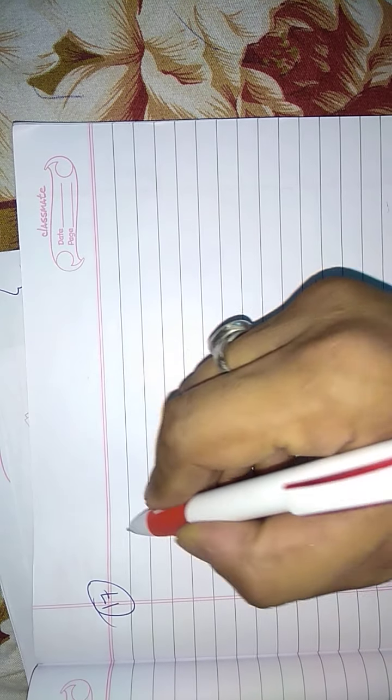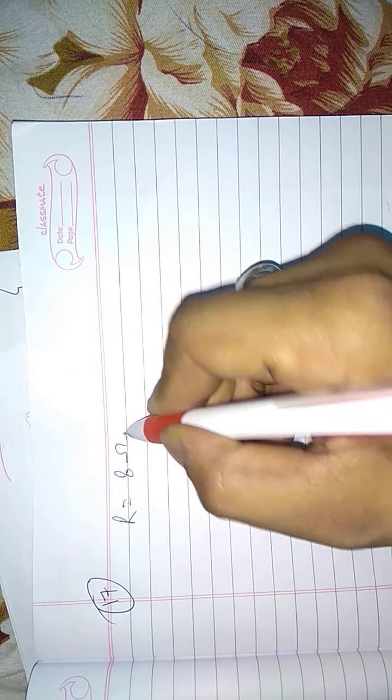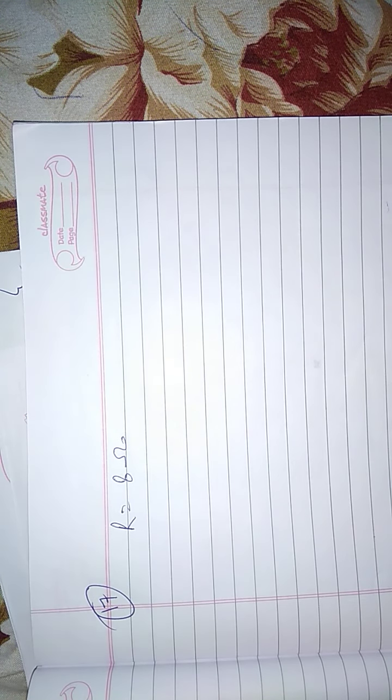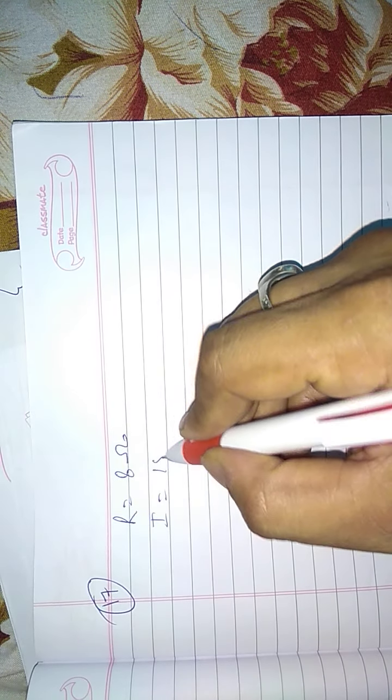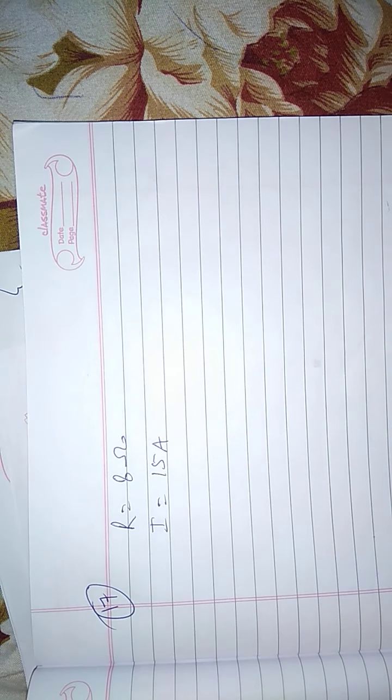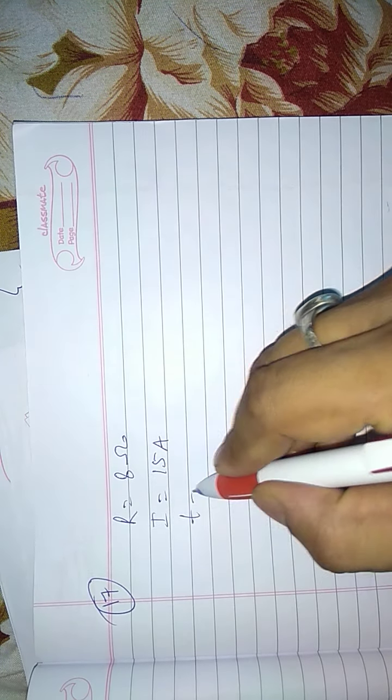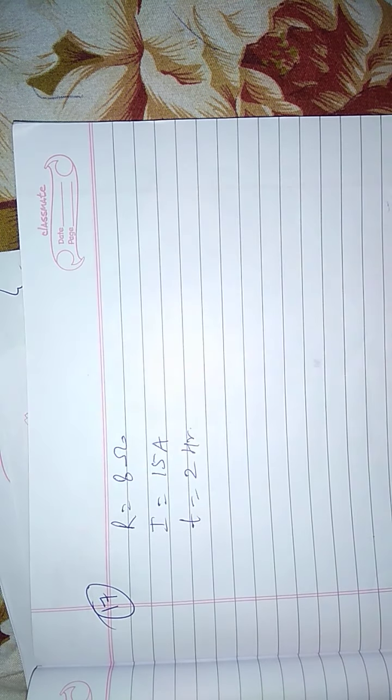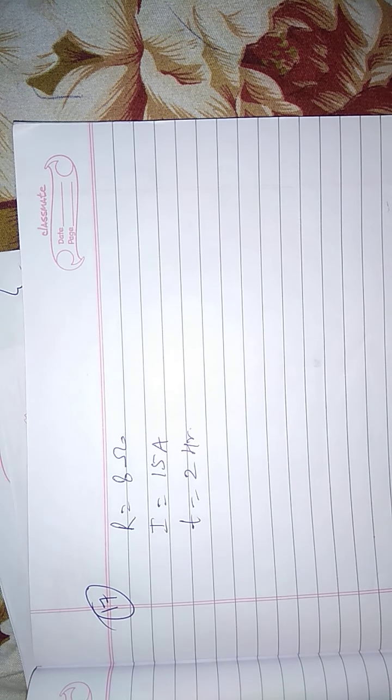Now come question number 17, which is the last question. An electric heater of resistance 8 ohms. Resistance is 8 ohm. Draws 15 ampere current. I equal to 15 ampere. From the service mains for 2 hours. T equal to 2 hours. Calculate the rate at which heat is developed in the heater.